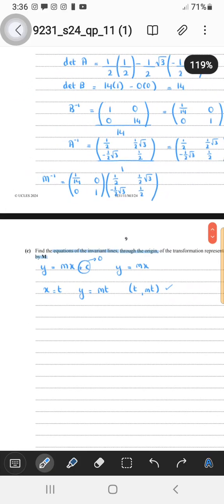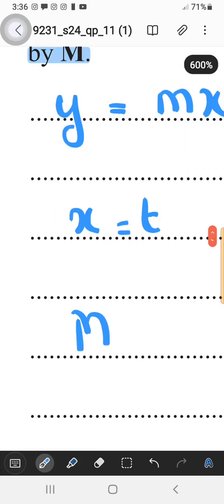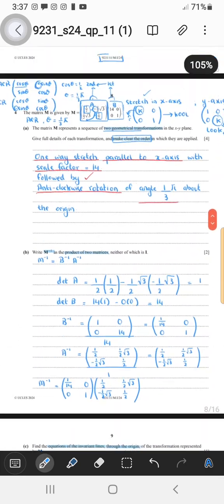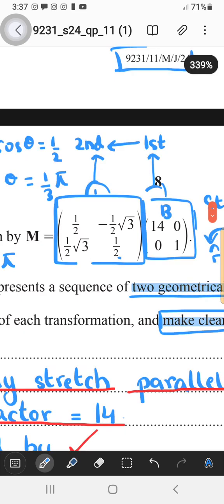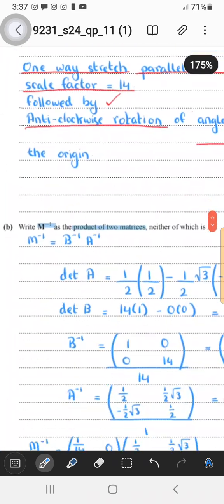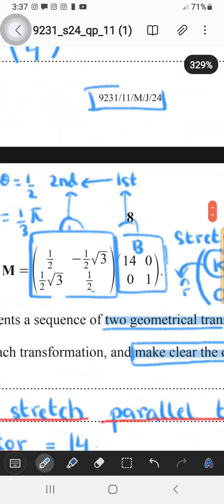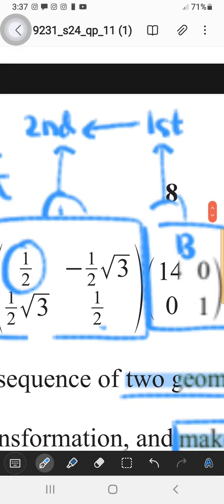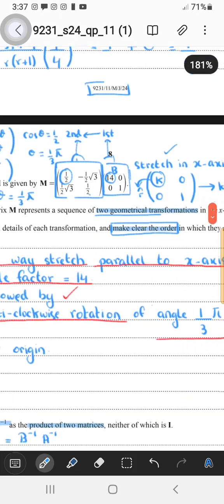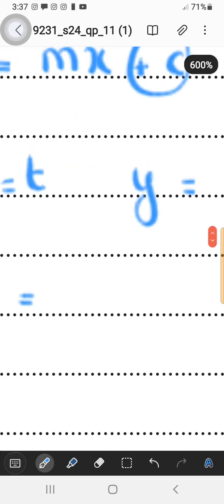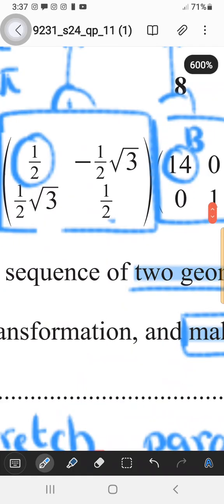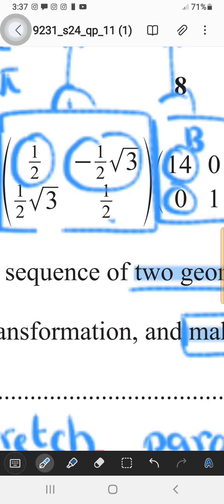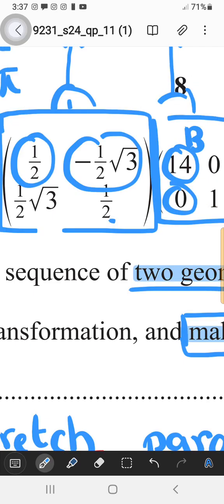Then the question says represented by m. So we want to find m, but you will say the m is given in the question. The m is given, no doubt, but the m is given as a product form, and we want as one bracket. So we will multiply both of them. So how we will multiply matrices? 1 upon 2 will get multiplied by 14. We will get 7 here. 1 upon 2 multiplied by 14. Then we will multiply negative 1 upon 2 under root 3 multiplied by 0. We will get 0.